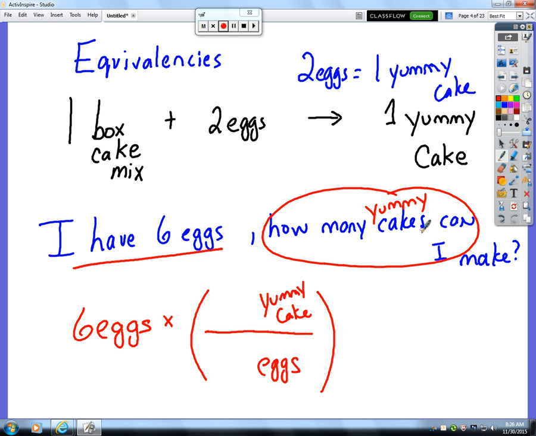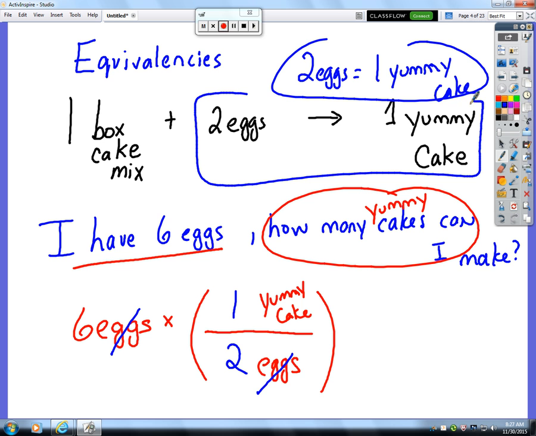All right? And so what do I know? What have I done? By putting the words here, before I even put numbers, I've taken the word eggs and I've gotten rid of it. And I've changed it to yummy cake. I'm going to use my equivalency, or more my ratio, my relationship, that 2 eggs equals 1 yummy cake. That is true. That is a fact that I looked here in my balanced equation or my recipe. So now my eggs cancel, and I can take 6 times 1 divided by 2, and that equals 3 yummy cakes.